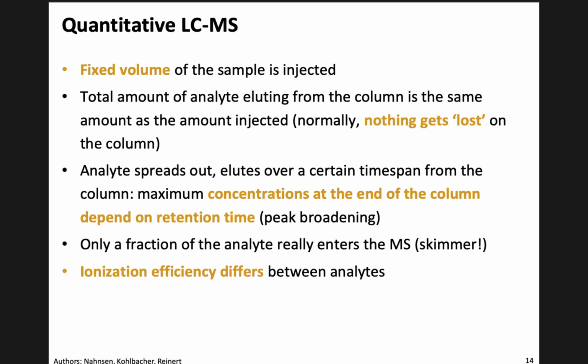Where does that come from? It comes from the different ionization efficiencies. One molecule will be ionized with 90% efficiency, the other one with just 1% efficiency, and accordingly, you get fewer ions that actually enter the mass spectrometer.